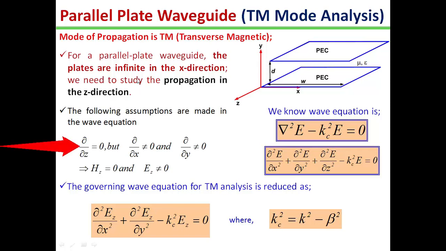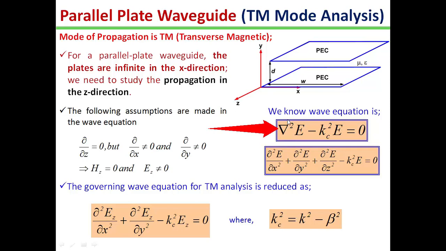direction. According to this, we will have del by del z not equal to 0, but del by del x is equal to 0 and del by del y is not equal to 0. And we are studying here the transverse magnetic mode. Therefore, we will have Hz equal to 0 because in the direction of propagation there will be no magnetic field component, since it is transverse in nature. Therefore, we will have only an electric field component along the direction of propagation. Accordingly, we have the wave equation in terms of the electric field only.